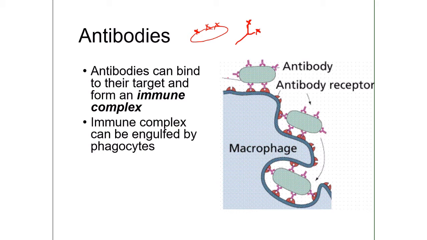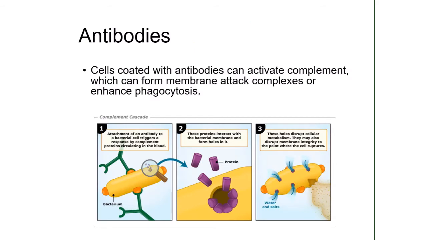So these big, huge immune complexes will be engulfed by phagocytes. Okay, so here you have a macrophage, and it's eating up all these immune complexes, right? So it's basically put them all together in a big chunk, so it's easier to see, and you can eat more at the same time. Next one, cells can be coated with antibodies, and that will actually activate complements and encourage them to form membrane attack complexes or enhance phagocytosis.